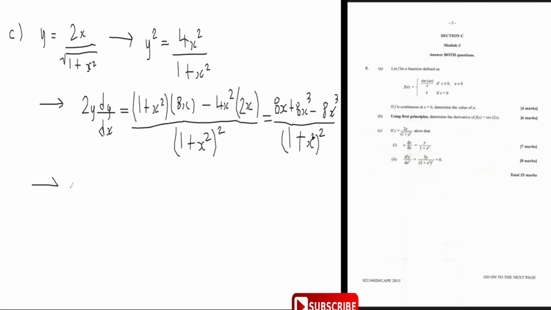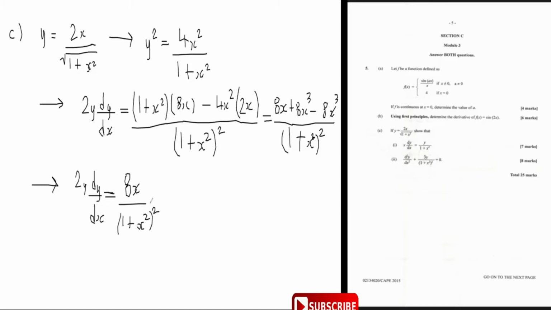So this implies now we have 2y dy by dx is equal to 8x plus 8x cubed minus 8x cubed. So that is just 8x over (1 plus x squared) all squared.